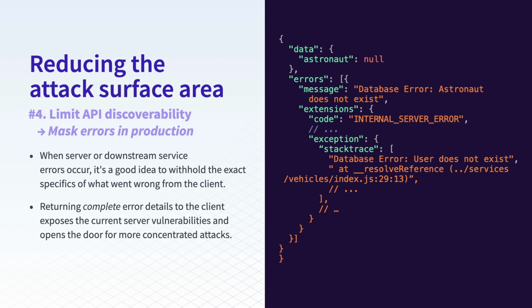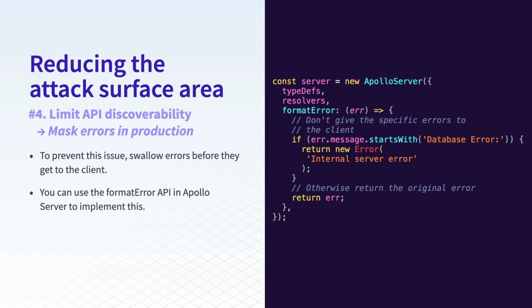When the server or downstream service errors occur, we probably don't want the client to know all of the intimate details involved with what went wrong. Informing the client about error details in the server exposes the current server vulnerabilities and opens the door for more concentrated attacks. So for example, the error shown on screen here errored out for reasons that have to do with the source code. It just wouldn't be wise to leak this all the way up to the client, because if we're not careful, we could also accidentally reveal other infrastructural details like the types of caches or databases we're using as well. To prevent this issue, we should swallow errors before they get a chance to get to the client.